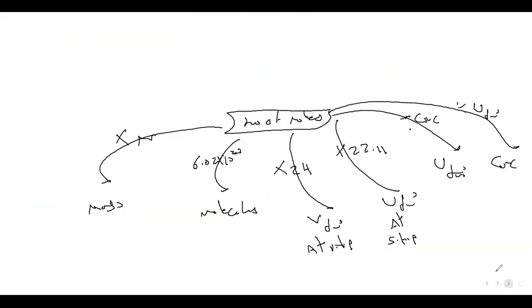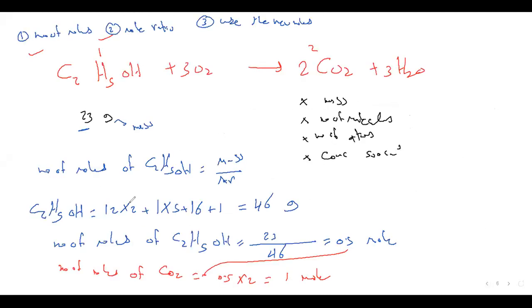Type number 2, number of moles multiply molar mass to get the mass, Avogadro's for molecules, 24 for volume decimeter cubed at RTP, multiply 22.4 for volume decimeter cubed at STP, over concentration to get volume decimeter cubed, over volume decimeter cubed to get concentration. طيب انت جبت هنا ايه؟ اول حاجه number of moles خدنا mass over molar mass. Then mole ratios 1 to 2 جبت new moles.